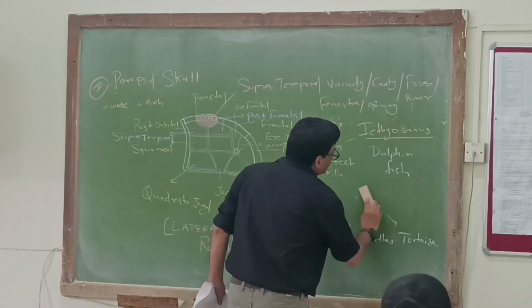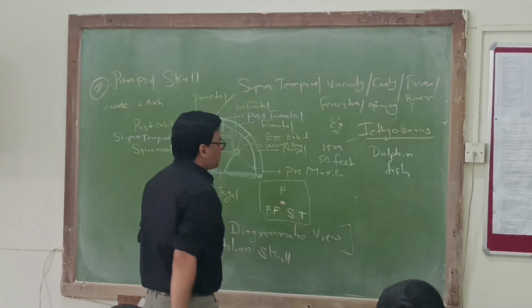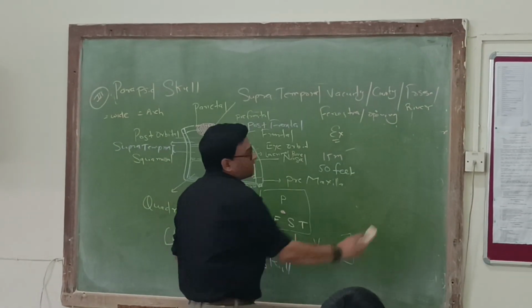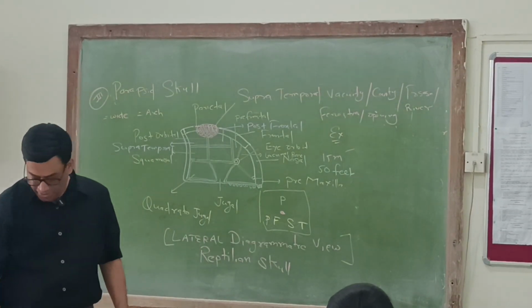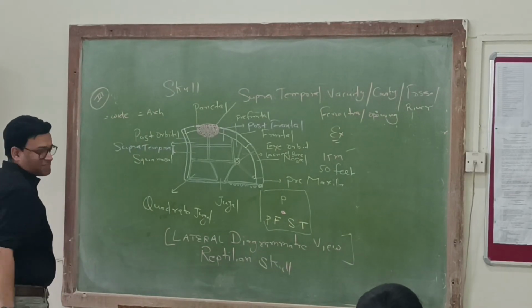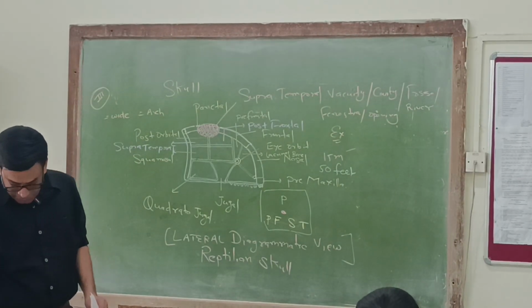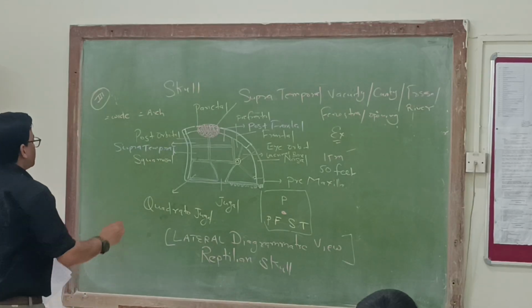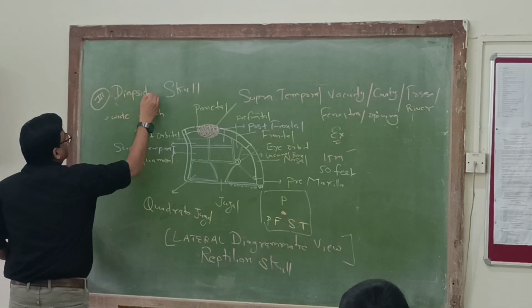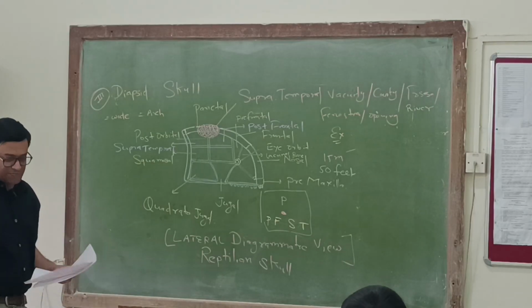Now come to the fourth category, and the fourth category is what? Diapsida. So write down Diapsida. Make another skull in your copy and write down Diapsid skull, not Diapsida, Diapsid skull.